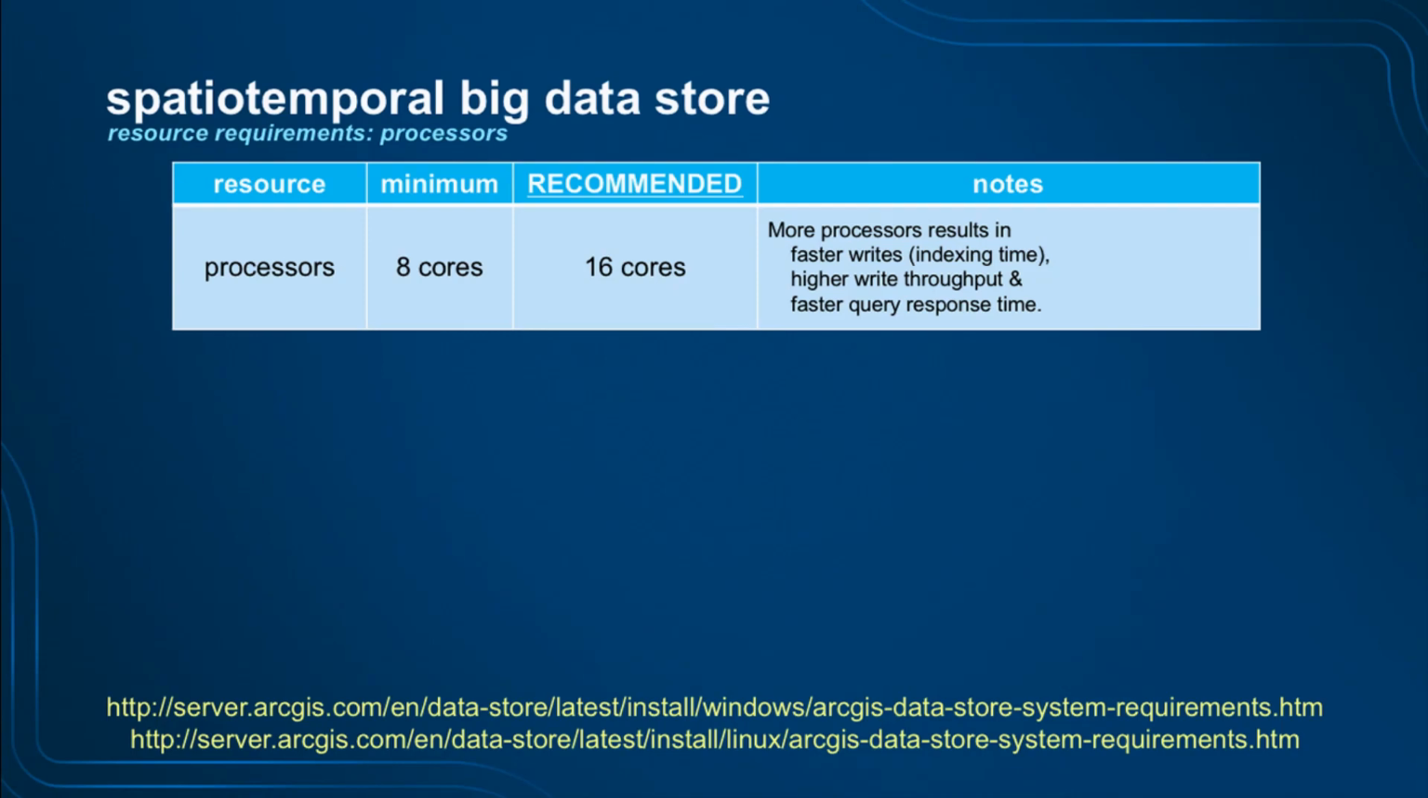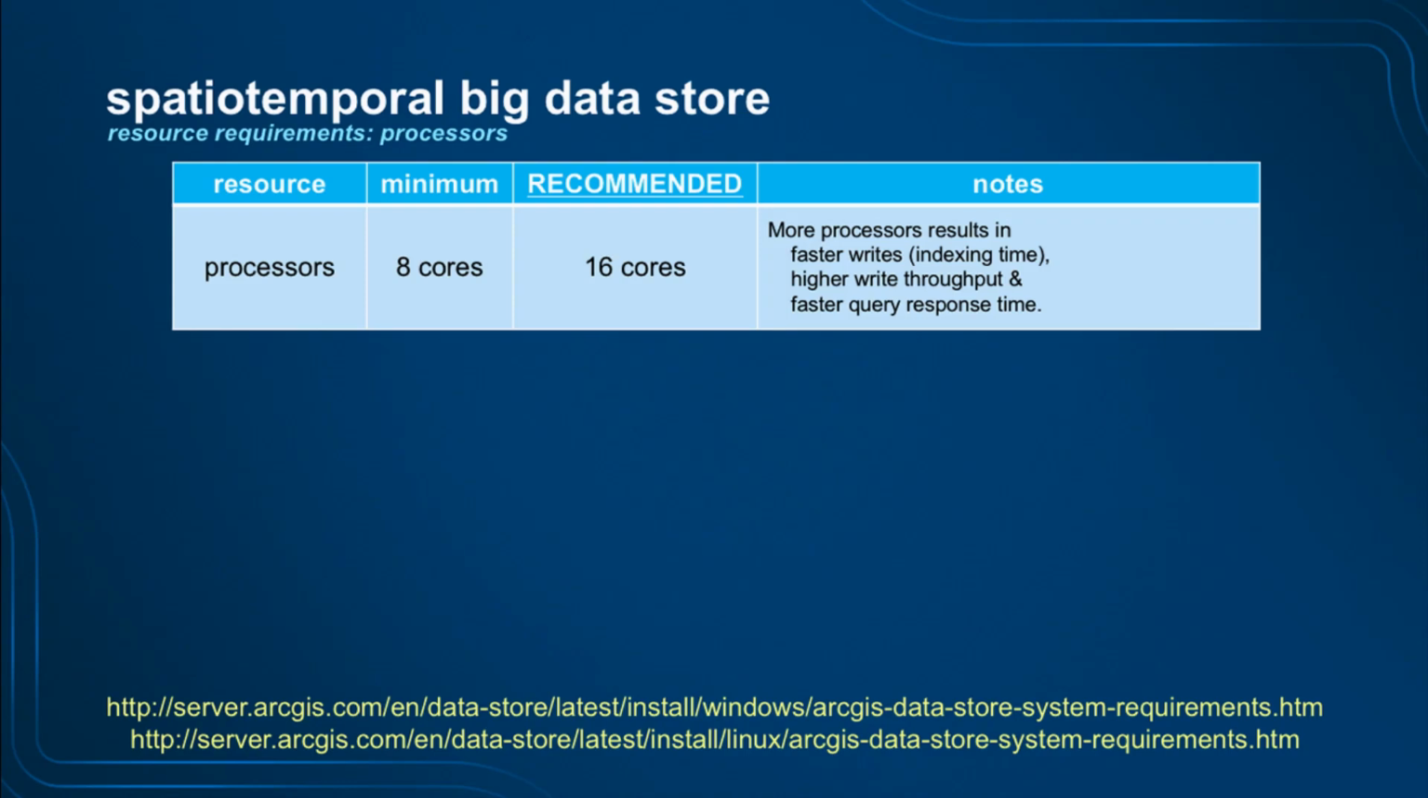As far as resources and how you should plan your profile of what these machines would look like, 8 cores is a minimum requirement. I think 4 technically is a minimum requirement, but there's not really 4-core machines around anymore unless you're in a virtual environment. But the spatial temporal big data store is not a licensed component, so you're not paying per core. So you might as well put this on as many cores as you can because it's not costing you any licensing. It's just the hardware cost.